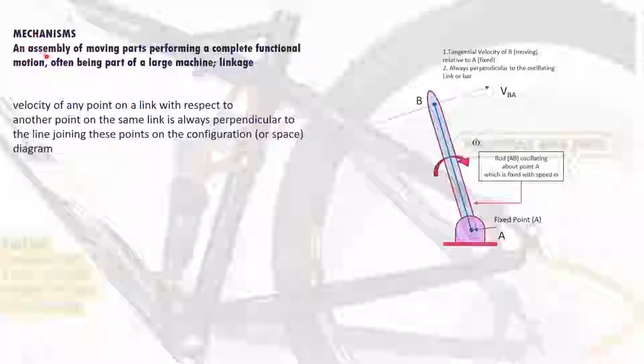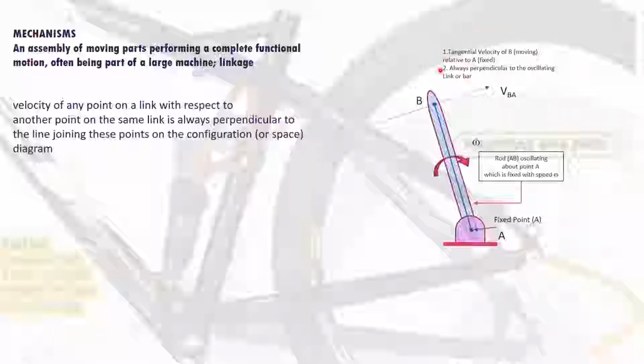Now, a mechanism is an assembly of moving parts performing a complete functional motion, and often is part of a larger machine, or is known as linkages. For example, this is a rod or a link. It can be made of a steel rod or a steel bar. This point A here is a fixed point, and point B is a moving point. When the rod oscillates or rotates about point A, at point B you will have a relative velocity of point B relative to point A, which is fixed.